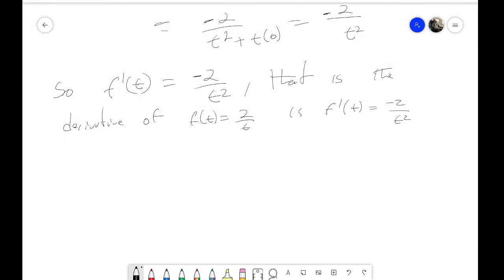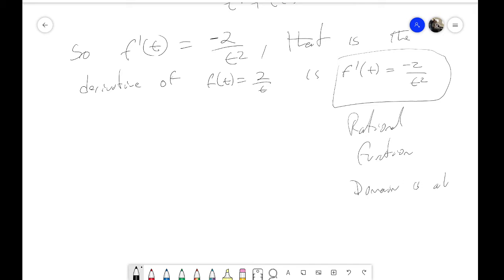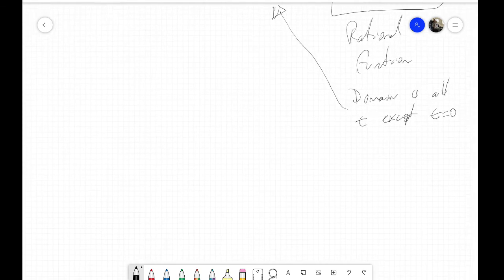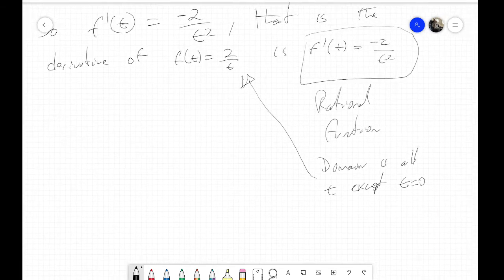You will definitely see problems like this in the future, of rational functions like this one. Notice this is a legit function. This is a rational function. The domain is all t except t equals 0. So it's a perfectly fine function. It actually has the same domain as the original function that we had. So it's pretty good.